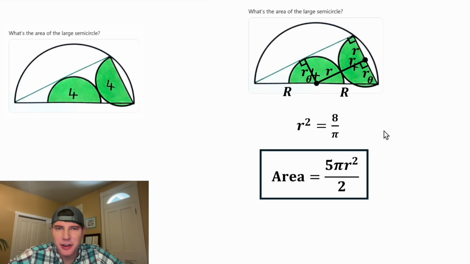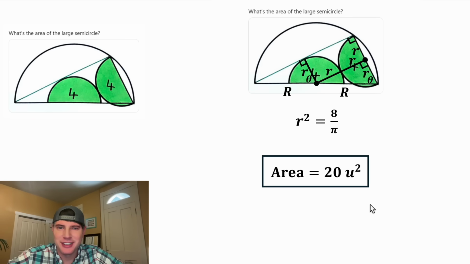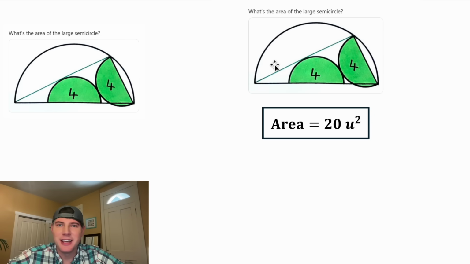And now we're ready to find the area of our semicircle. In the place of this R squared, we can plug in 8 over pi. And then this pi and this pi will cancel each other out. 5 times 8 is equal to 40, and 40 divided by 2 is 20. We can give it a label of square units and put a box around it. And that is the answer to our question. In this given diagram, the area of the large semicircle is equal to 20 square units.